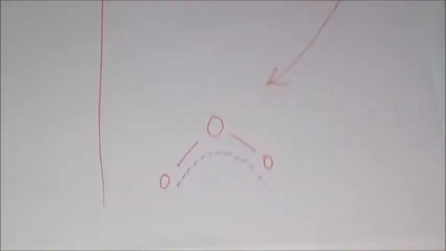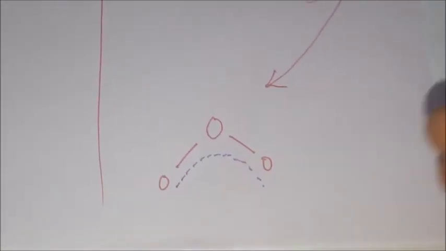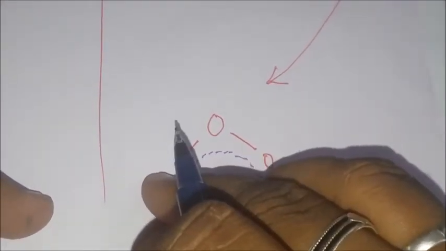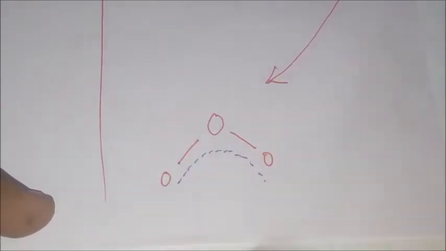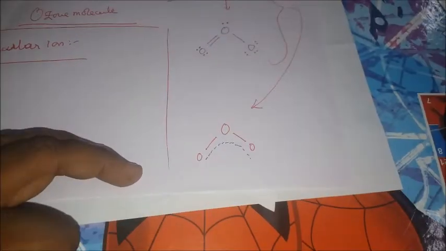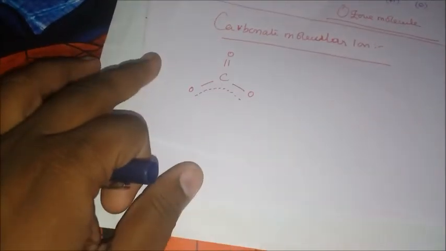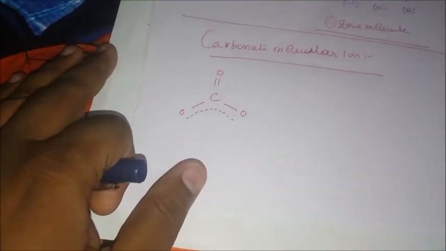Can you see? Yes. So here I will not talk about whether the electrons are with this oxygen or with this oxygen. The electron is moving between these two oxygens. This is the basic idea that you need to have with respect to ozone. Very similarly, carbonate does have this kind of structure. Let me explain how the carbonate ion is going to have a resonating structure.